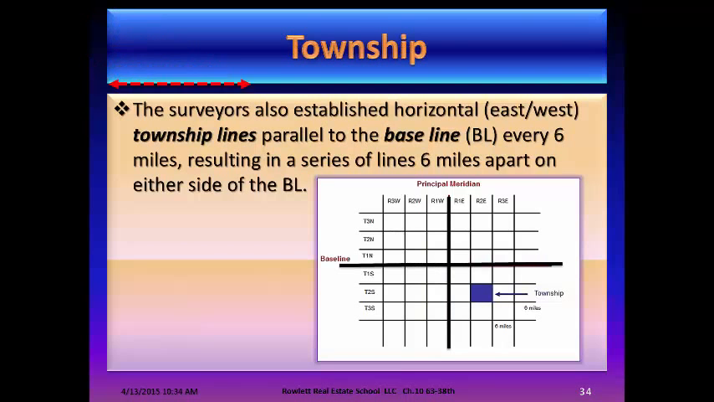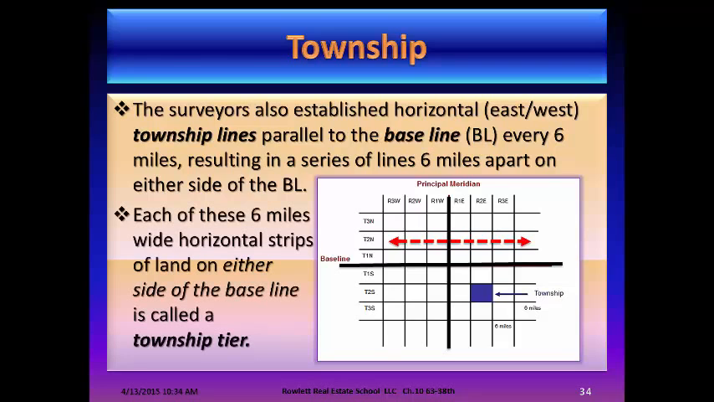Township. The surveyors also established horizontal east-west township lines parallel to the baseline every 6 miles, resulting in a series of lines 6 miles apart on either side of the baseline. Each of these 6 miles wide horizontal strips of land on either side of the baseline is called a township tier. It's the same thing as the range line, except instead of going up and down, they go left and right.